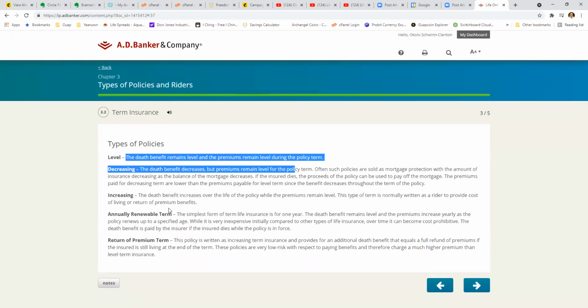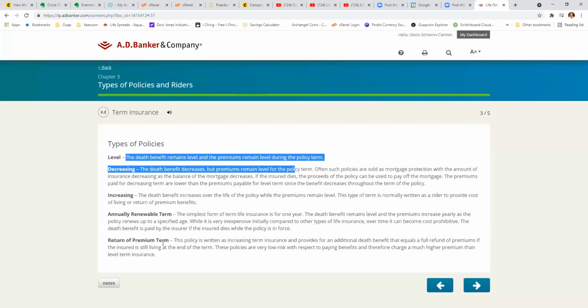Annually renewable term is the simplest form of term life insurance. The death benefit remains level, but the premiums increase each year. So ART, as it's called, annual renewable term, the term renews every year, but every year it gets more expensive. The type of annual renewable term that the company we partner with offers is priced equal to what you would have paid if you had a 10-year policy, but it starts off cheaper and it ends more expensive.